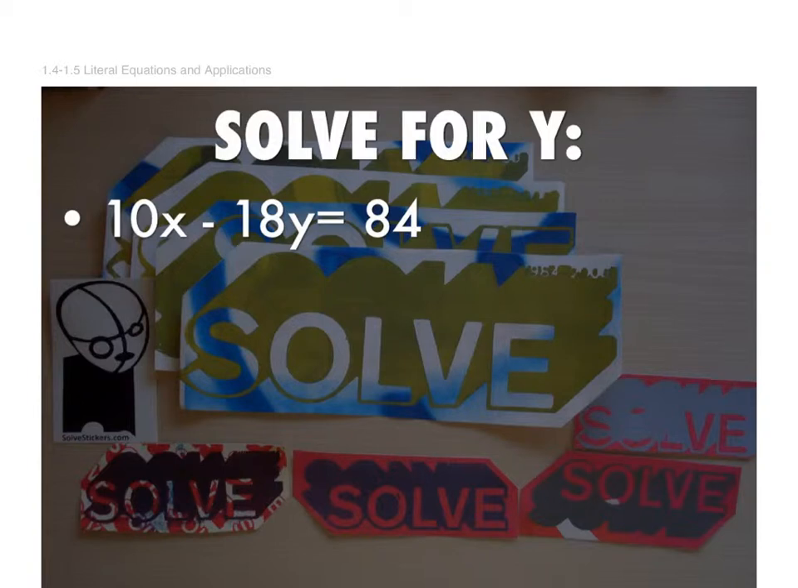Alright, so we're going to take a problem here that's in standard form and turn it into slope-intercept form. So if we look at this problem, our job is to isolate the y. So we want to get y by itself, so we're going to get rid of the adding and subtracting part. So we're going to get rid of minus 10x on both sides of the equation. So we're going to end up with negative 18y equals negative 10x plus 84.